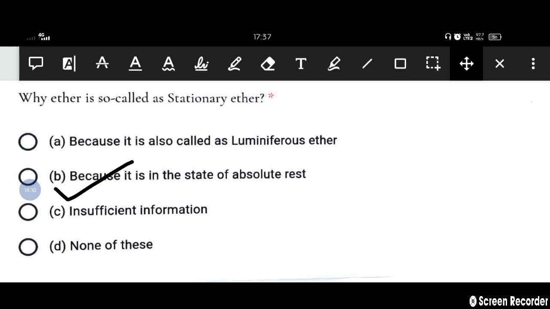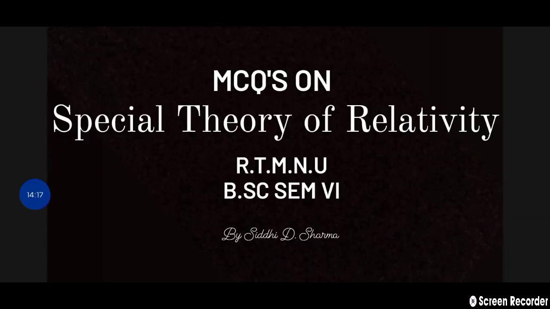So these were some of the MCQs based on special theory of relativity. I hope you got all the MCQs which we discussed today. These are very important questions as well.